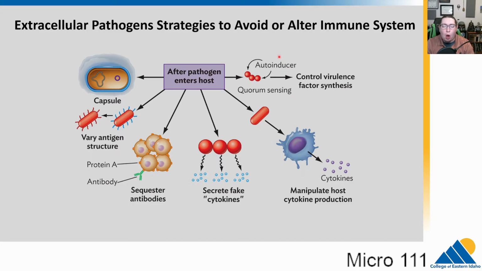And then we have the auto-inducer system, which is the bacteria talk to each other by this quorum sensing mechanism. And once they get to a high enough level, the auto-inducer gets to a high enough level and they all switch on their virulence factor genes and cause illness. So these are all ways extracellular pathogens avoid or alter the immune system to stay inside and grow.